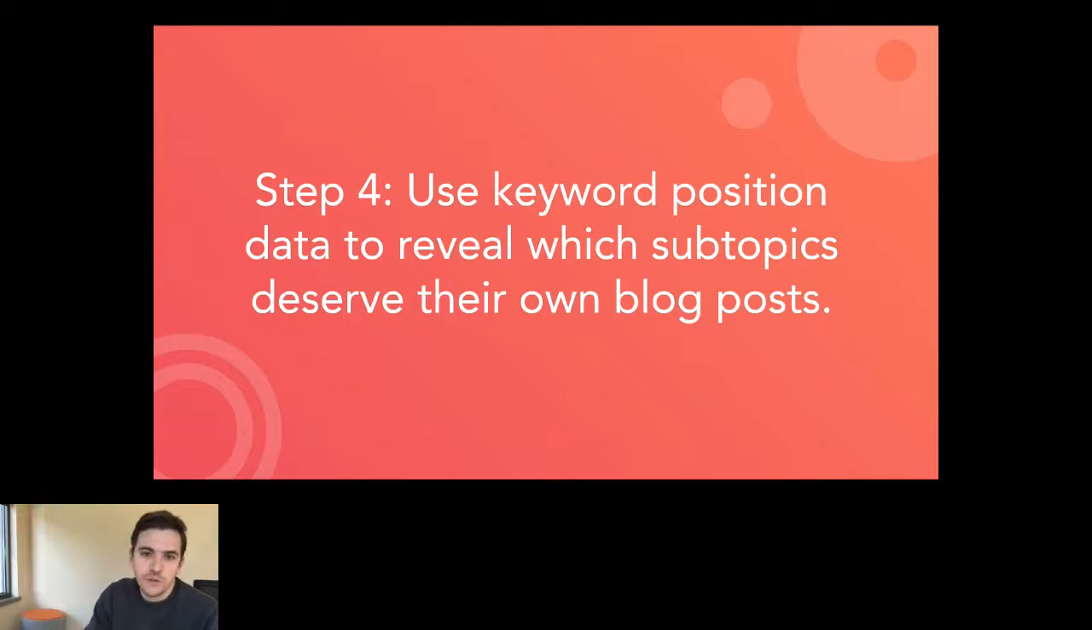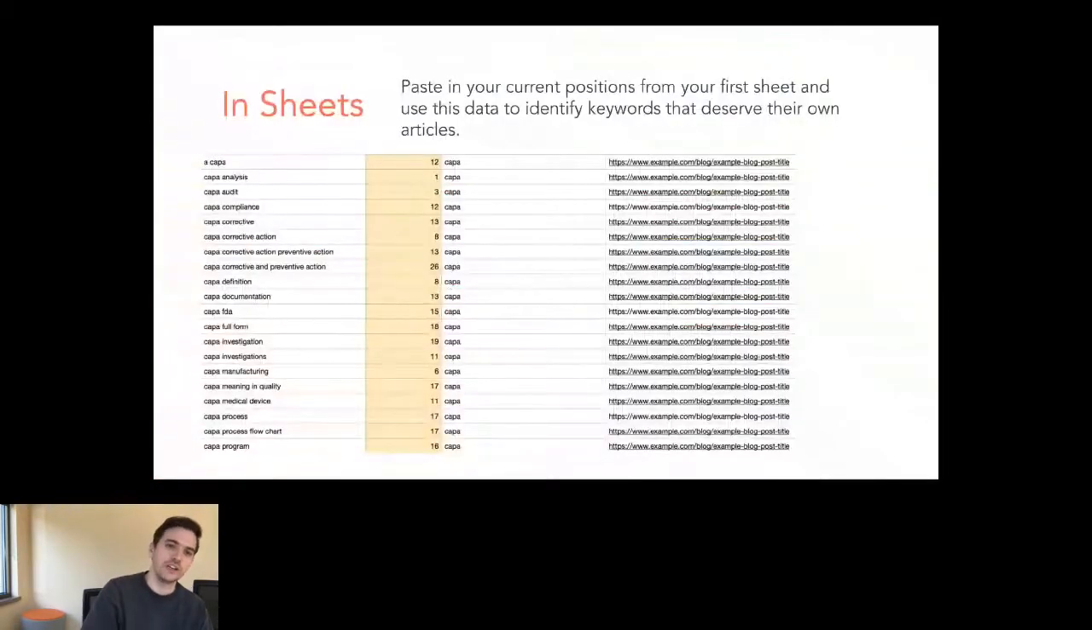The Ahrefs data we just took, namely the first sheet from the scan, will give you your position in SERPs for that. So if you go back to that first sheet and bring that column in, I highlighted it in orange, yellow here. Paste your current positions from your first sheet and use this data to identify keywords that deserve their own articles. So this is a whole other dimension of insight here.